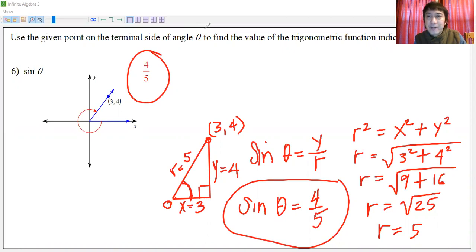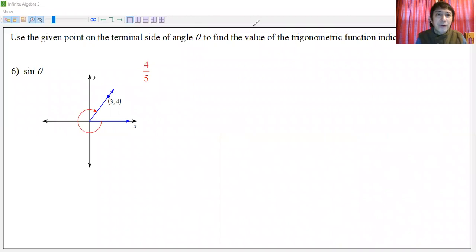Number 7. Let's try doing number 7. Here is number 7's question. Use the given point on the terminal side of angle theta to find the value of the trigonometric function indicated. Again, this is a terminal side in the first quadrant, which means the trigonometric functions are positive. And so we have our x there. The x is 3 and the y is 19. We shall try to exaggerate the reference triangle, so the triangle must look like this.